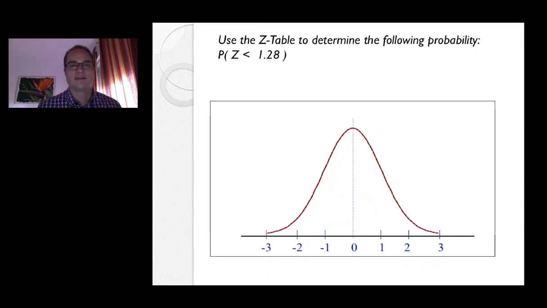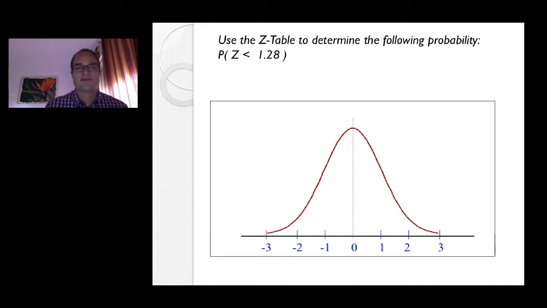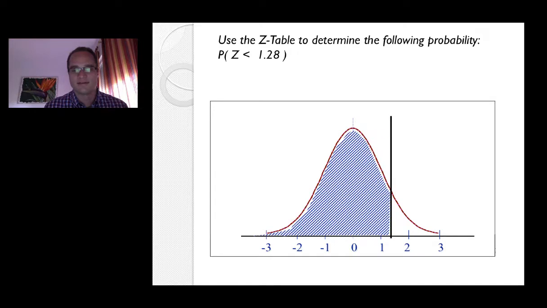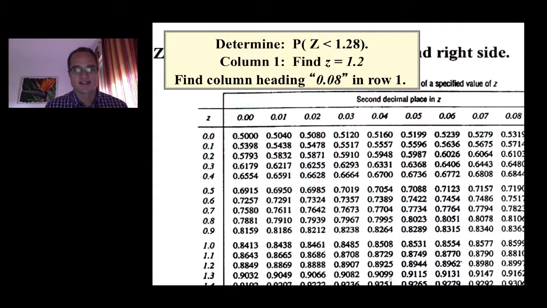So let's get some practice using the table. So if we want to use the table to find the probability that z is to the left of 1.28, that is this region shaded here, 1.28. This is the z-axis, you see. I don't have the x-axis. Often I'll have both, or in this case I only need one. Zero, of course, is the center of that graph.